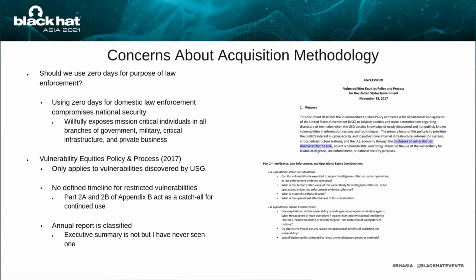Further, the ones that are under this policy have Part 2A and Part 2B of Appendix B, which act as a catch-all for continued use until they're no longer effective. Some exploits have lived for a decade. That's exposed risk for everybody, regardless if you break the law or not. And finally, we have no transparency into the input and output of this policy. The executive summary is supposedly not classified, but everything else is, and I've been unable to find the unclassified summaries, and trust me, I've tried.